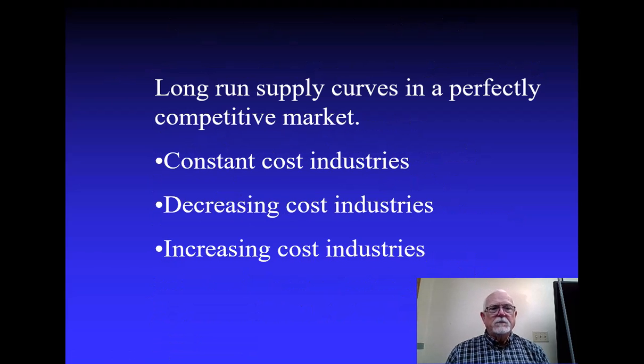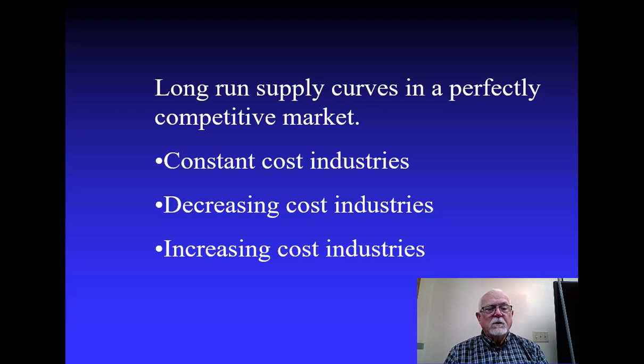So there are two types of efficiencies in the PC in the long run. There's productive or technical efficiency. That's having to do with operating at the lowest point on the average total cost curve. That would be MC equals ATC. And then there's also allocative efficiency. That's marginal cost equal to the price.